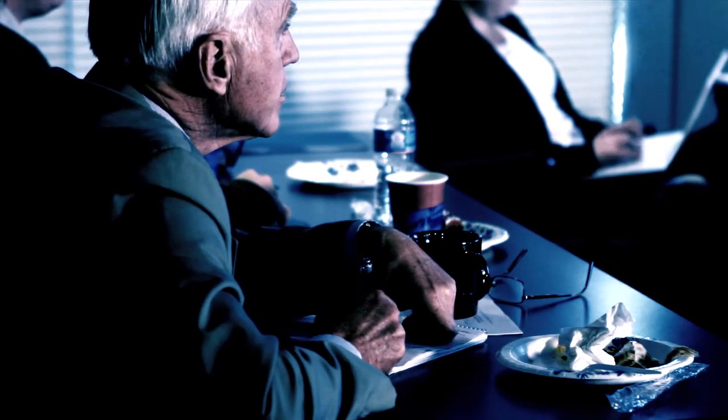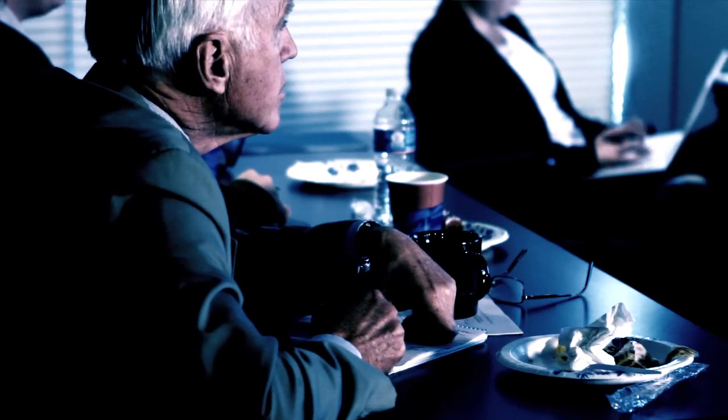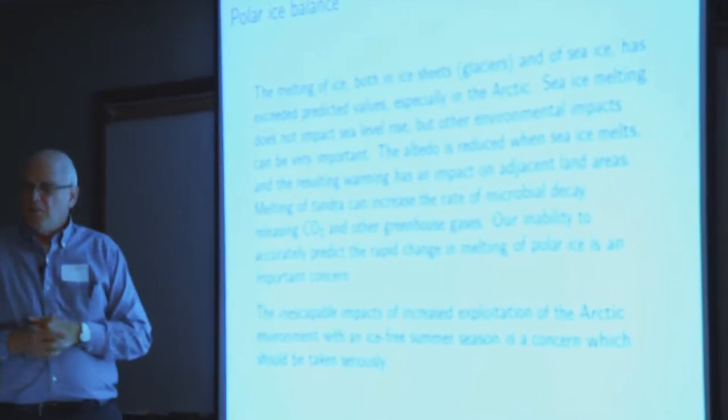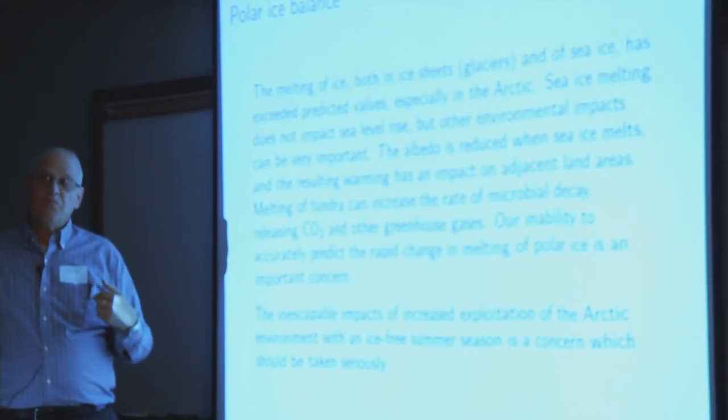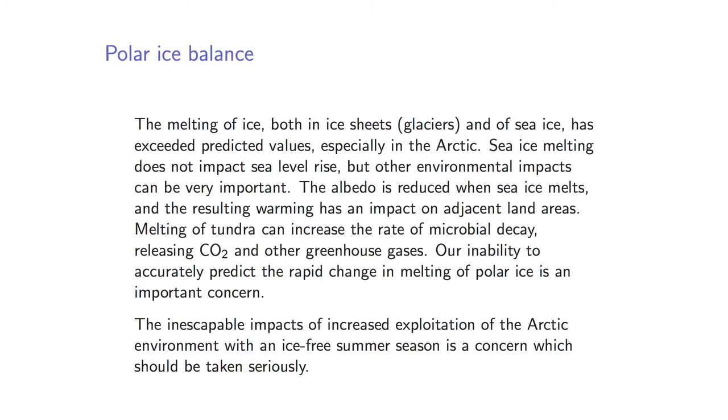Okay, so let's talk about some more recent things that have occurred since the IPCC fourth assessment report. The melting of ice, both in ice sheets, that is glaciers, and in sea ice, has been much larger than expected, much larger than predicted. The melting rates have exceeded predicted values, especially in the Arctic.